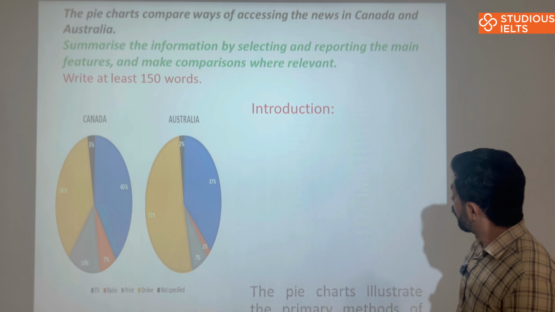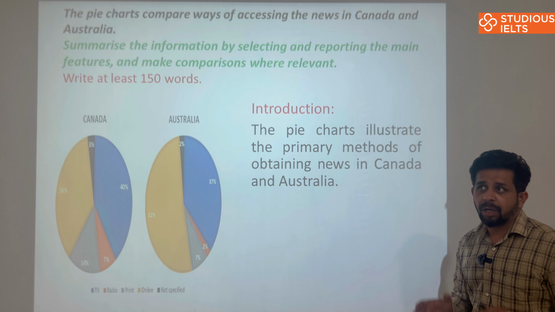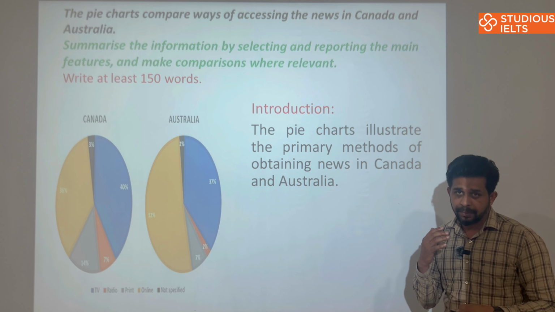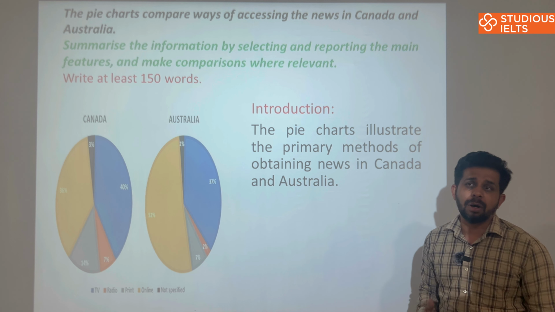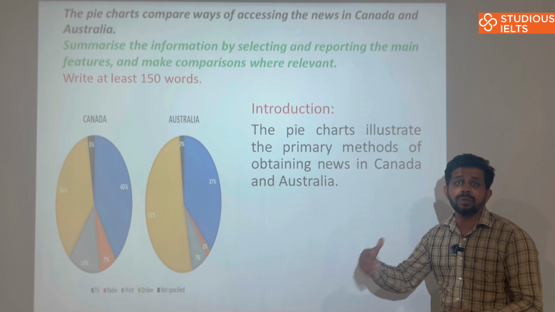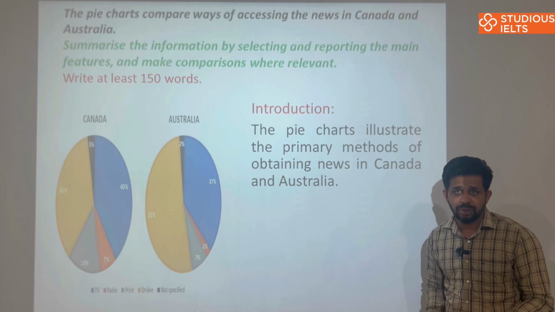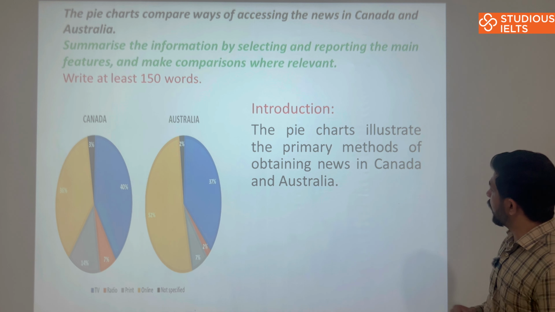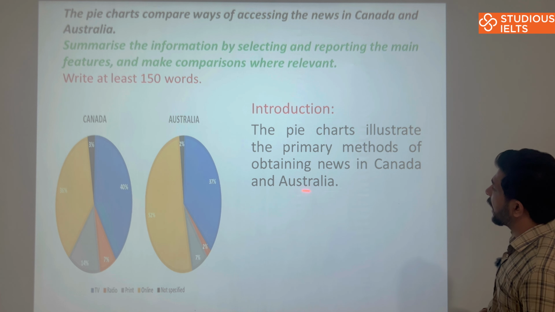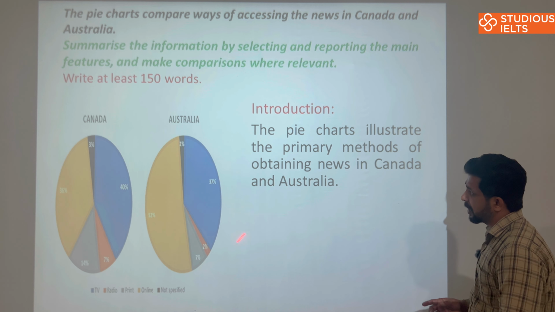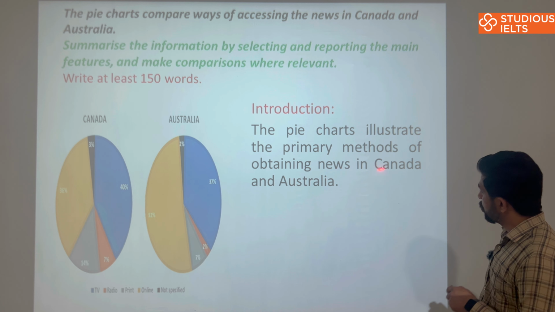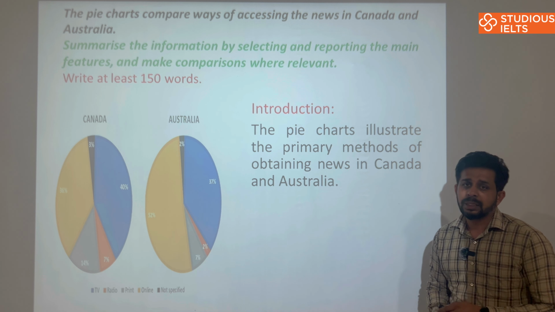In the introduction, we are supposed to paraphrase the question in our own way, by replacing the words with good synonyms, or you can change your grammatical or sentence structure as well, which is also a good way to paraphrase your question. How do we do that? It says the pie charts illustrate the primary methods of obtaining news in Canada and Australia. So this is the basic information about these pie charts: the methods used by Canadians and Australians to obtain the news.